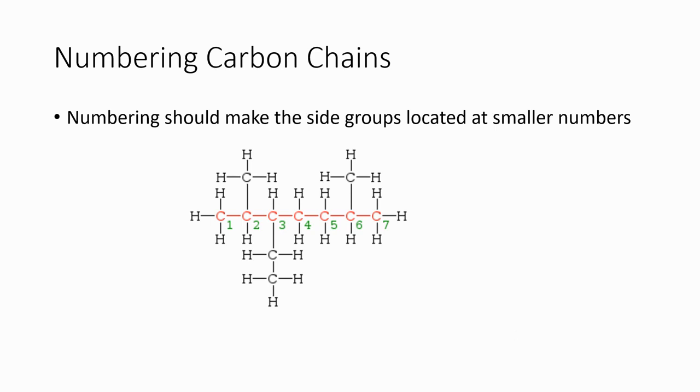If I go the other way, 1, 2, the methyl group is at 2. But then 1, 2, 3, 4, 5, my ethyl group is at 5, and my other methyl group is at 6. So if I number this way, then that reduces the number of the ethyl group. So if it's equivalent, either methyl group at 2 or 6, it doesn't matter which direction. If I number from the group that reduces the number of the constituents, then that's the way I want to do that.